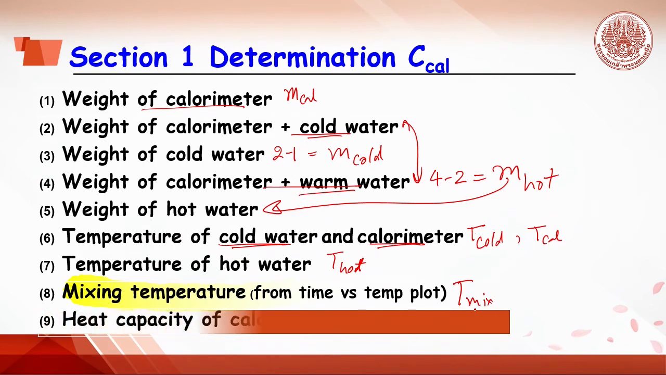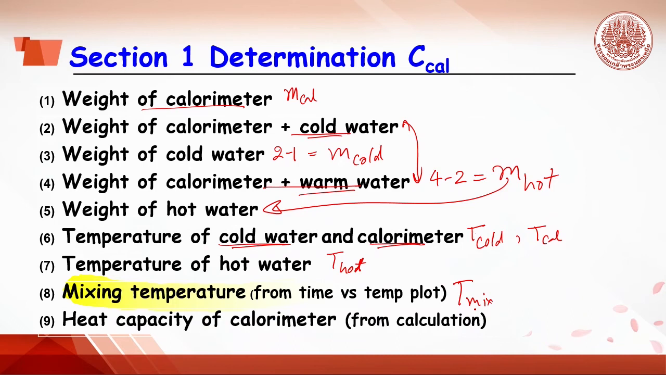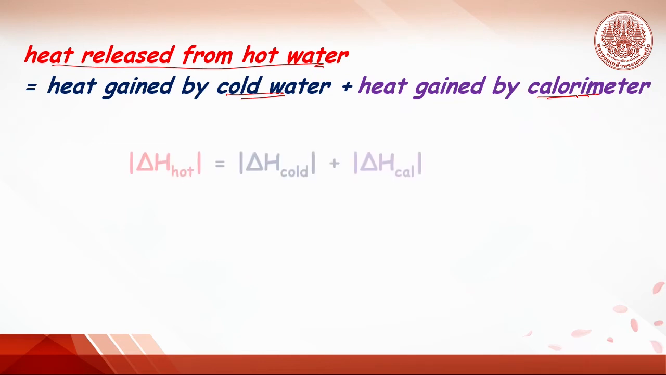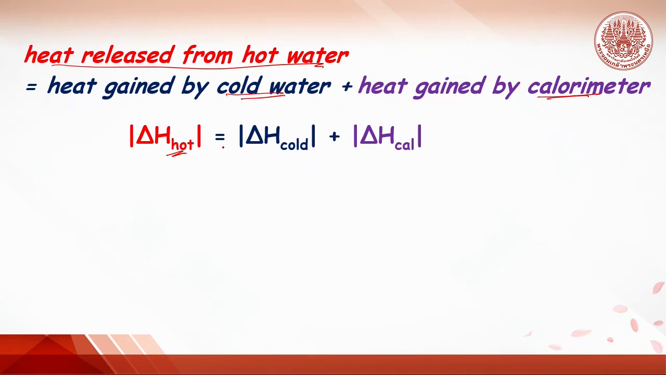Then the heat capacity of the calorimeter can be calculated as follows. Heat released from hot water is equal to heat gained by cold water and gained by calorimeter. Or delta H of hot water is equal to delta H of cold water plus delta H of calorimeter. Please note that the absolute sign shown in the equation stands for the quantity of heat change. This heat change can be released energy or gained energy. Positive and negative signs are not included in the calculation.